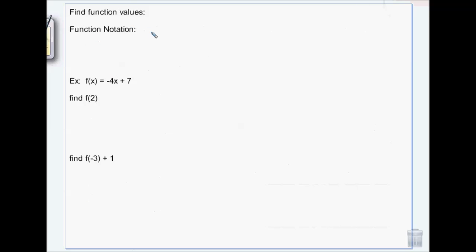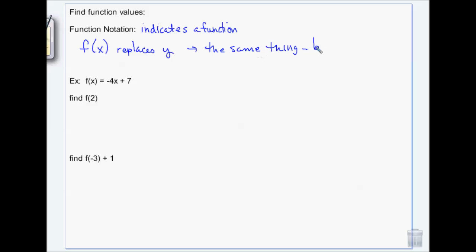Function notation, okay? If you see function notation, it does indicate a function, so you never have to test it. And in function notation, f of x replaces y. But they're the same thing. So they're both range. Okay. And the whole point of function notation is because of this right here, this f of 2.